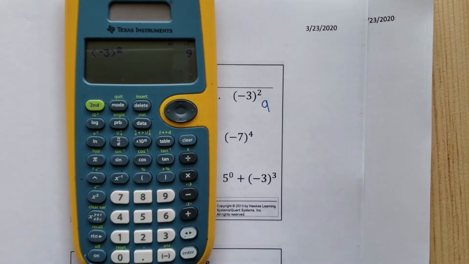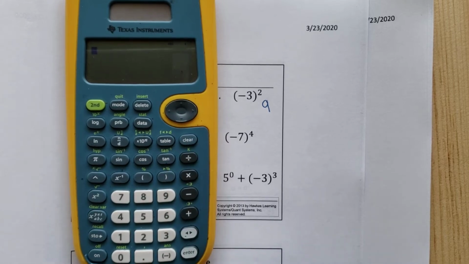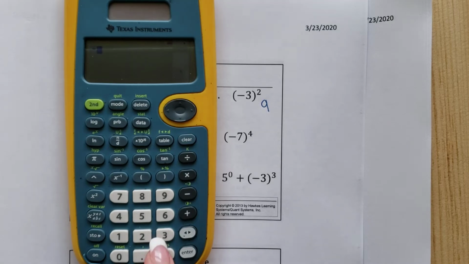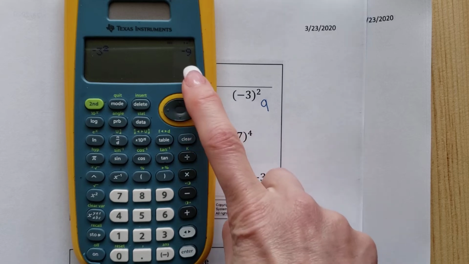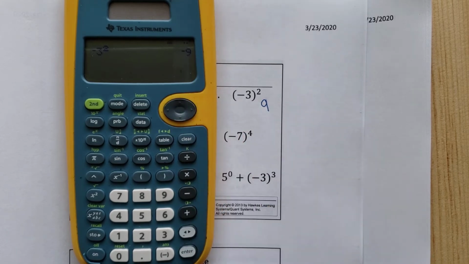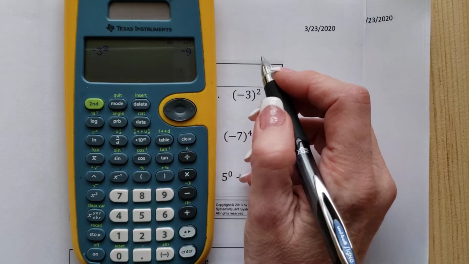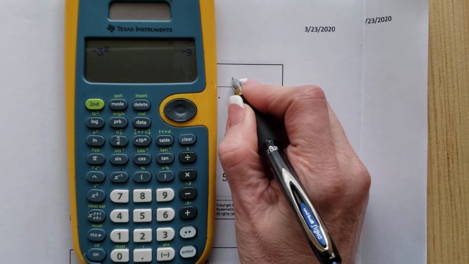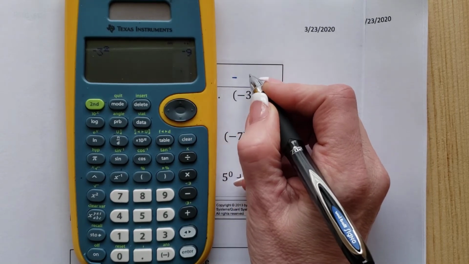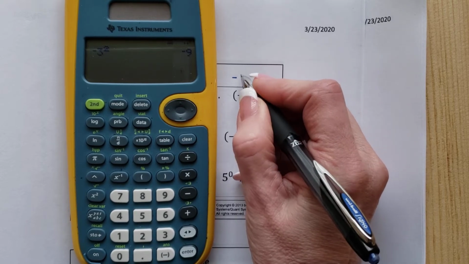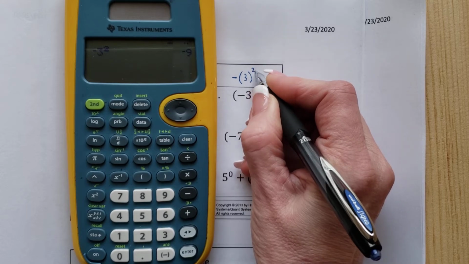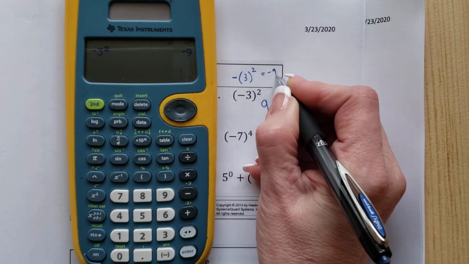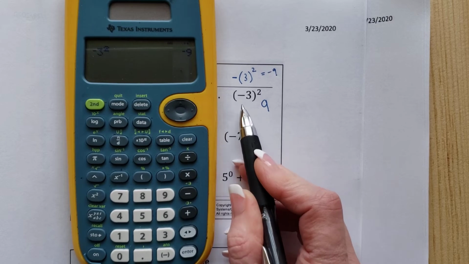Now, if I did not use my parenthesis, my calculator would have told me the answer is -9. So if I just typed in -3 without the parentheses squared, you notice the calculator tells me the answer is -9. Because without the parentheses, my calculator is thinking, what is the opposite of 3 squared? And that is -9. So that's why using those parentheses are so important.